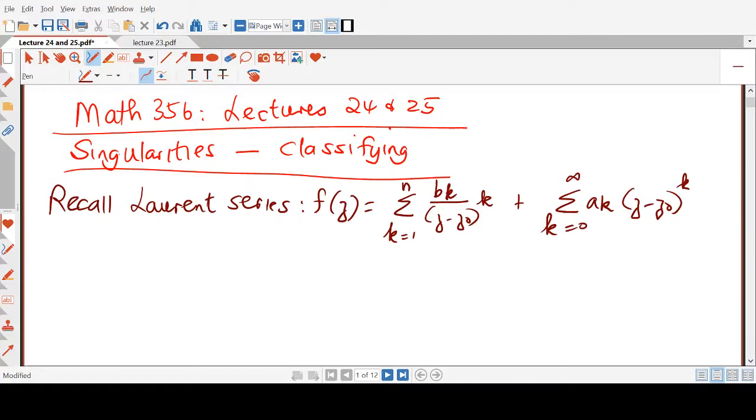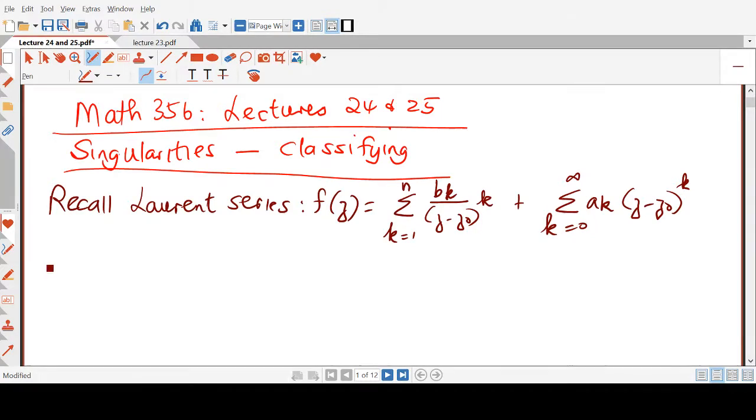The addition now is this part here. Now you've got something below the division line, so you have negative exponents. That's the new thing here. Negative exponents: k is 1, f of z minus z naught to the minus 1; k is 2, z minus z naught to the minus 2, and so on. So you now have a series of positive terms and negative terms, a new thing compared to what we've done in the past.